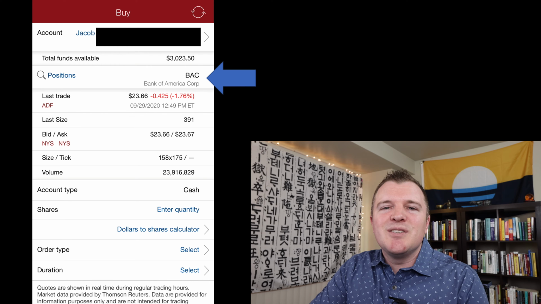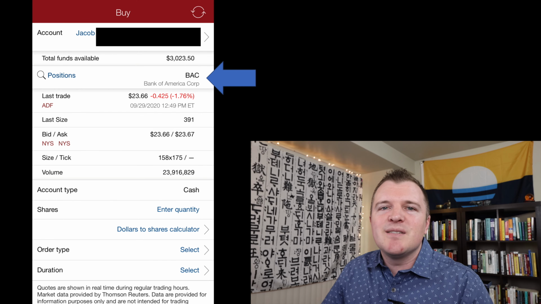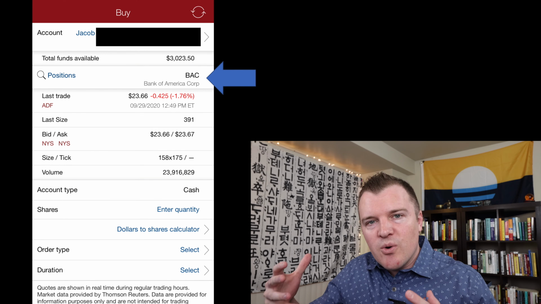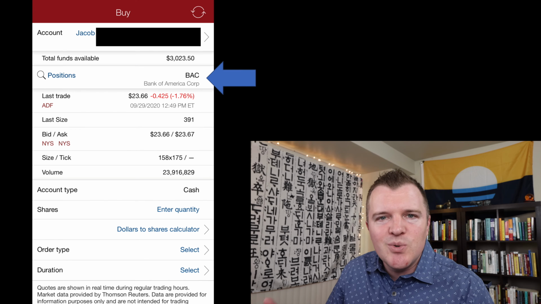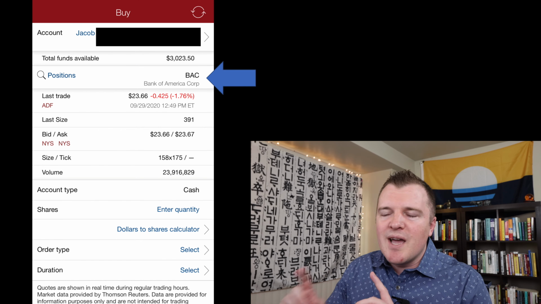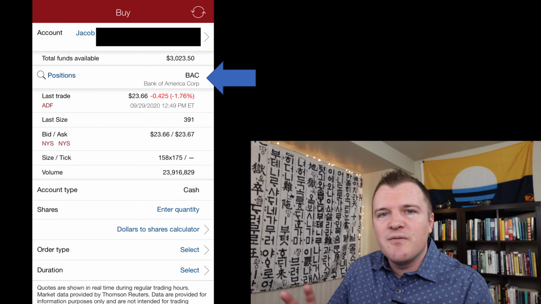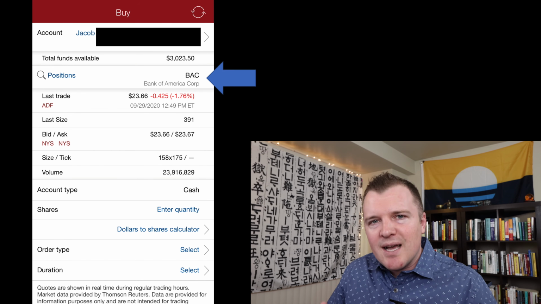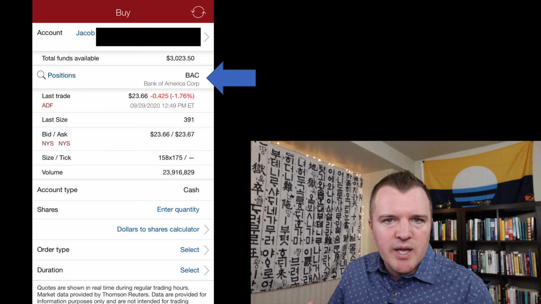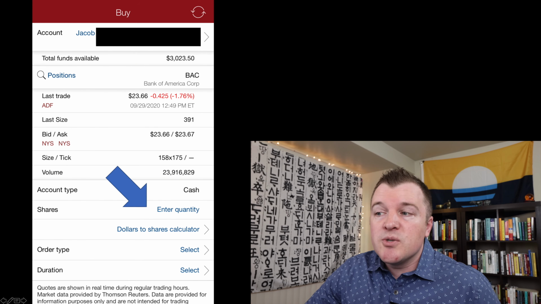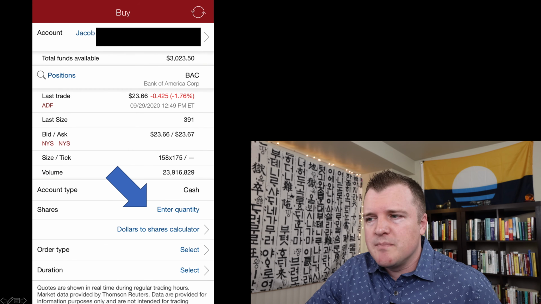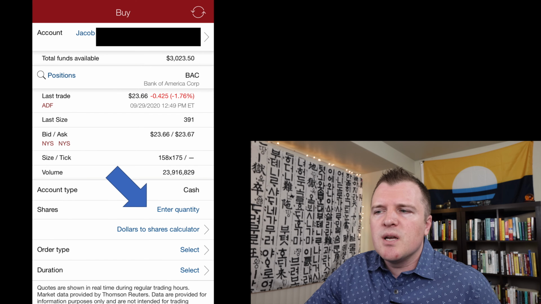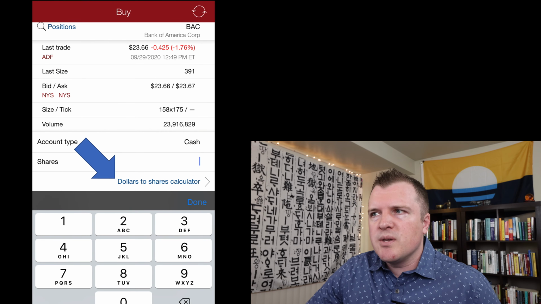What that means is you can only buy and sell securities that have already settled in your account. Settlement usually takes 2 days. So if you ever try and click on something and it says you don't have enough funds when you're pretty sure you do have the money, it's because the money hasn't taken the 48 hours to settle yet. For shares, you're going to want to enter in the quantity of how much you want to buy. If you're not sure, you can click on Dollars to Shares Calculator.